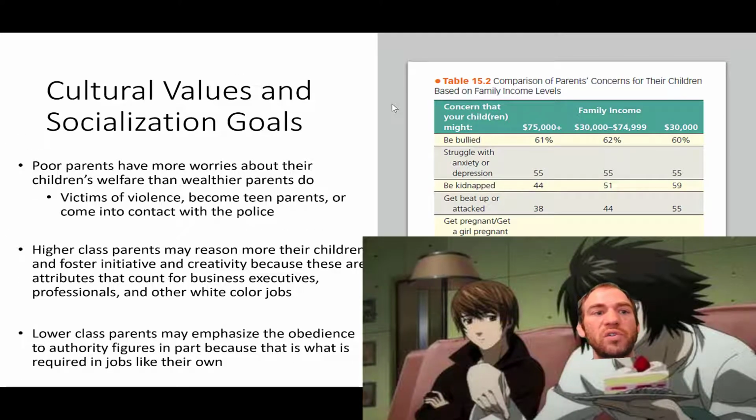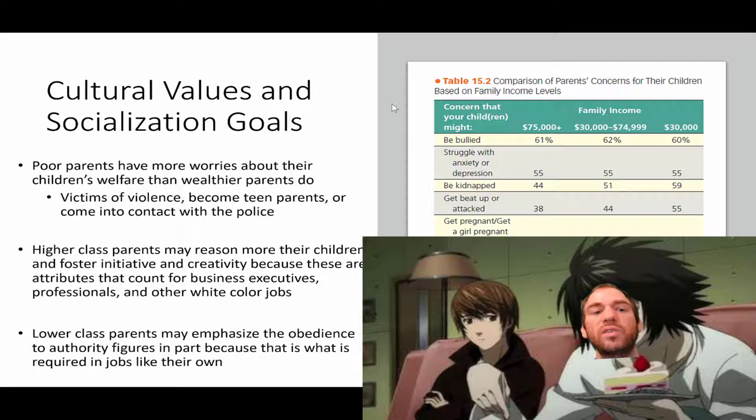Cultural values and socialization goals. Poor parents have more worries about their children's welfare than wealthier parents do. They are more likely to be victims of violence, become teen parents, or come into contact with the police. Higher class parents may reason more with their children and foster initiative and creativity because these are attributes that count for business executives, professionals, and other white-collar jobs. Lower class parents may emphasize obedience to authority figures in part because it's what is required in jobs like their own.